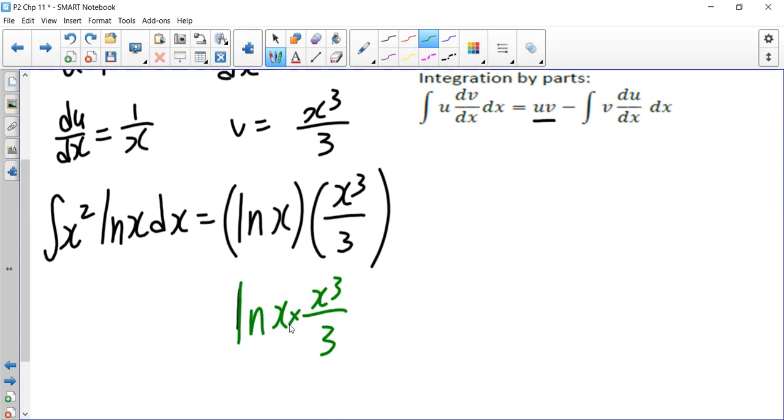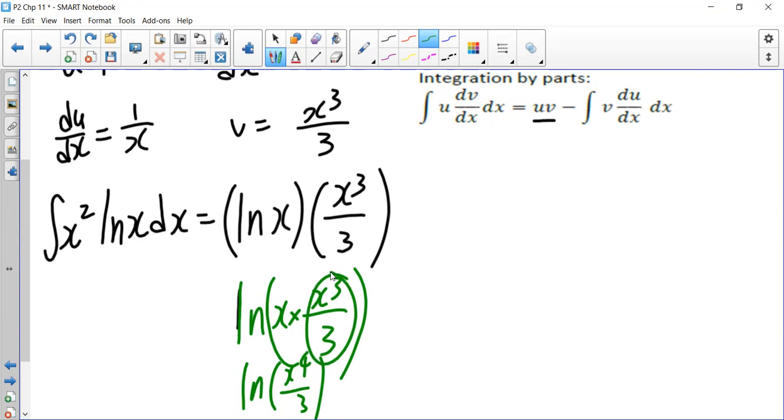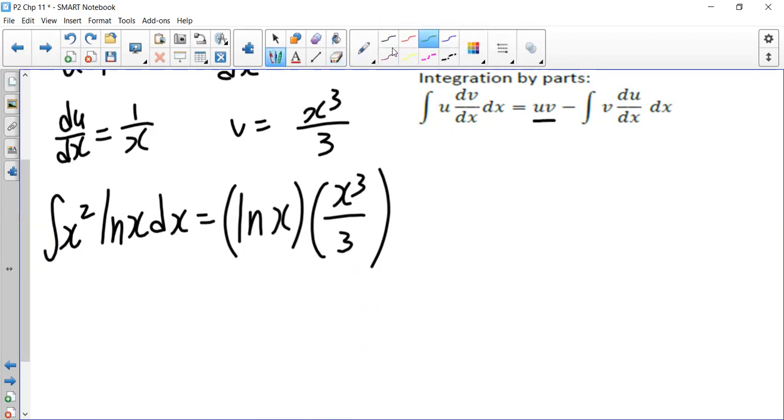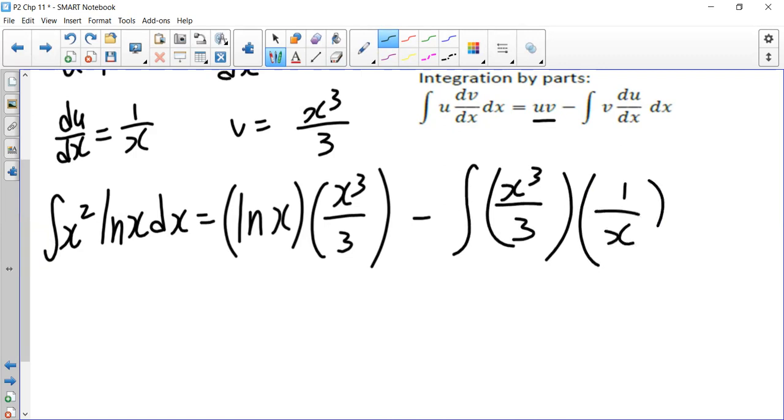If I don't put a bracket, you might be thinking, oh, I can simplify to ln x to the power 4 over 3 here, which you can't, because the x cubed over 3 is not part of the ln, so you can't do that. Hence the importance of the brackets. So put a bracket. Next, minus the integral of v, x cubed over 3, times du by dx, 1 over x, dx.